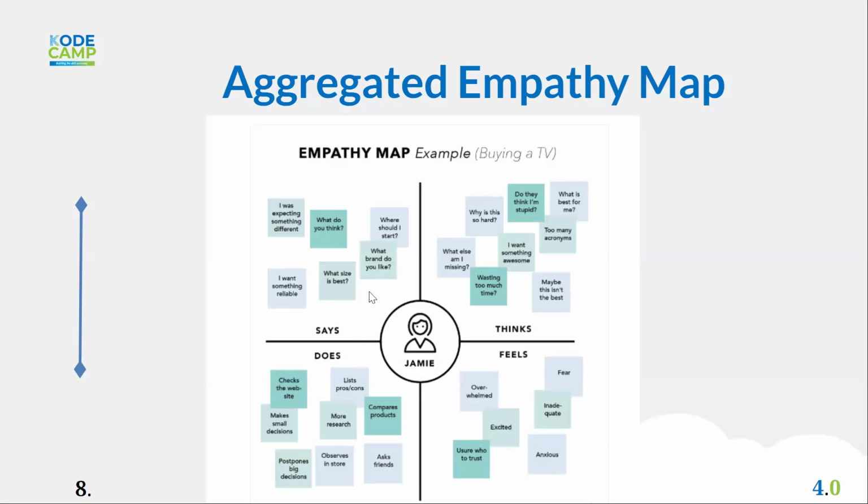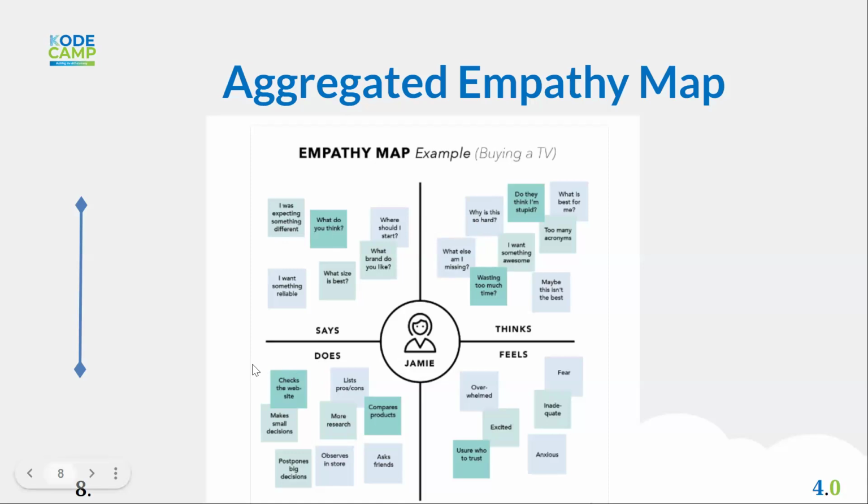So anything a user says, you place it on one sticky note. Even if the user says ten things about that particular product, it's just one thing that he or she said. You understand? So this is a scenario where you interviewed 6 people. This is what the first person said: I was expecting something different. He thinks, why is this so hard? Maybe he checks the web in order to buy a TV. He feels overwhelmed buying a TV. Does that answer your question?